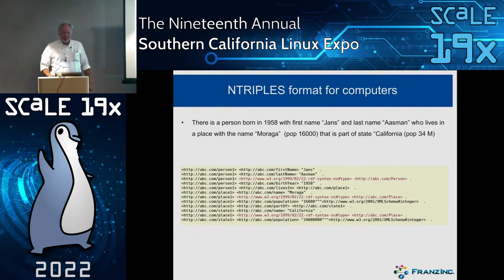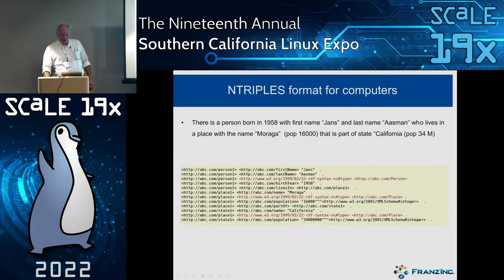All right. So now let's look at some triples. So I want to describe that there's a person born in 1958 with the first name Jans, last name Aasman, who lives in a place with the name Moraga that is part of the state California, along with the population of these places.